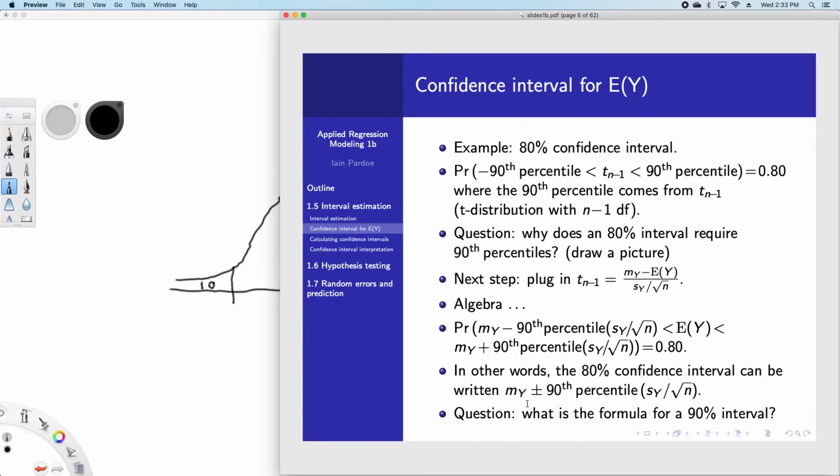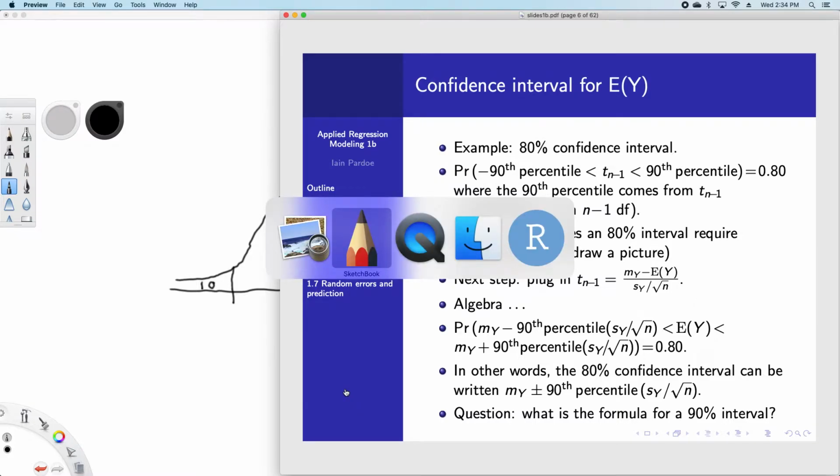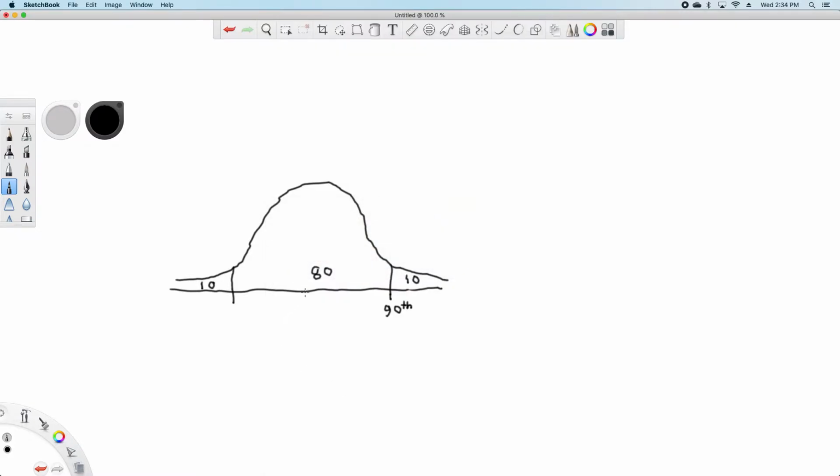What would the formula look like for a 90% confidence interval? Just think about that for a second. Everything here is going to be the same, m(Y), s_Y, root n, except for the percentile. If we go back to our picture, what would our percentile be if instead of an 80% confidence interval we've got a 90% confidence interval?